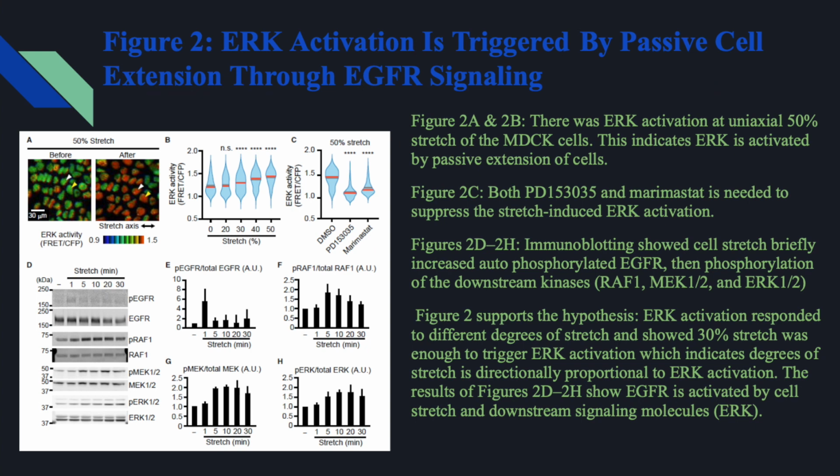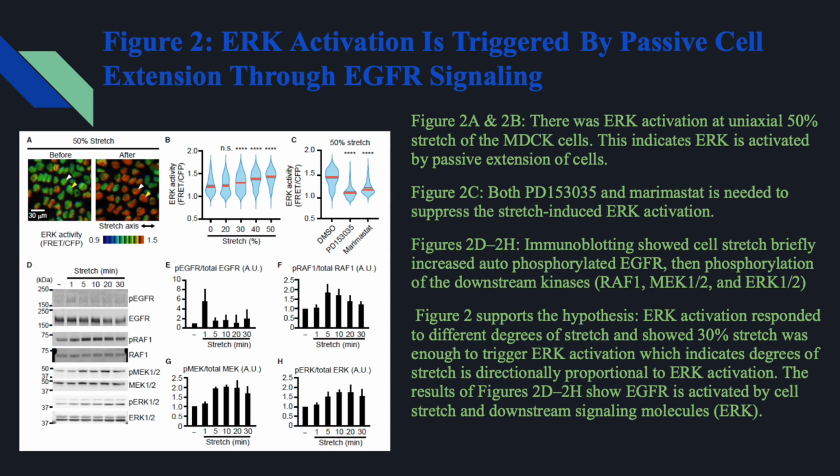Figure 2. ERK activation is triggered by passive cell expansion through EGFR signaling. Figure 2a and 2b, an experiment was done where MDCK cells plated on an elastic silicone plate were stretched, and a comparison of ERK activity was done before and after the mechanical stretch. These figures showed ERK activation at 50% stretch of the MDCK cells. This indicates ERK is activated by passive expansion of cells.